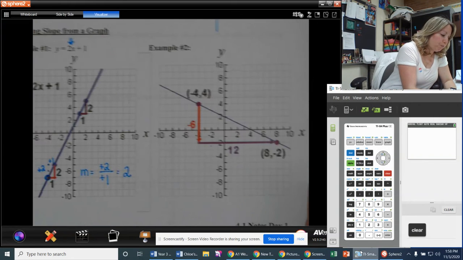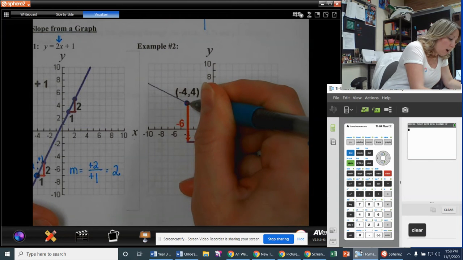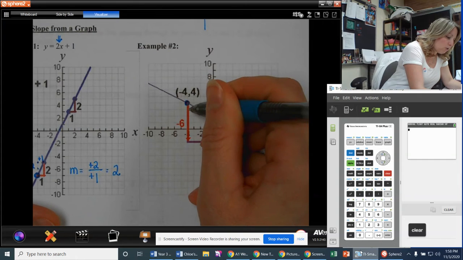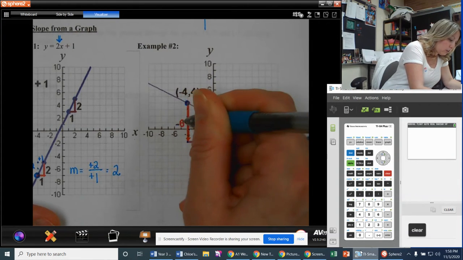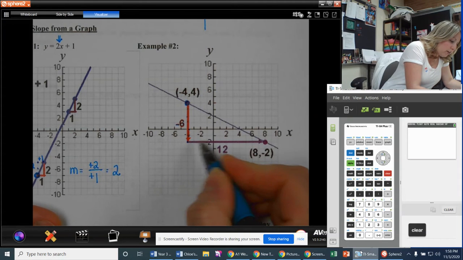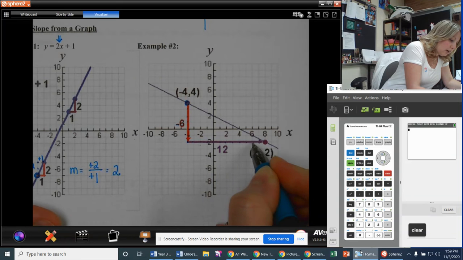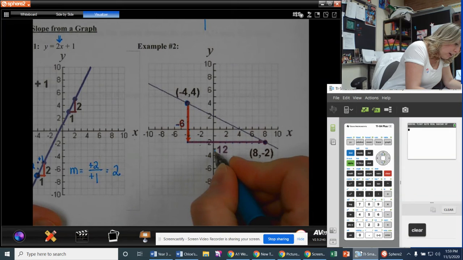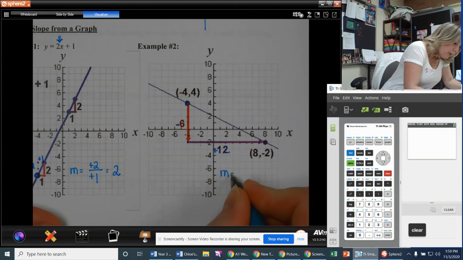In example 2, the first point I see left to right is right here. So now I'm counting down and right. Down 1, 2, 3, 4, 5, 6. So that's this negative 6 right here. Right 1, 2, 3, 4, 5, 6, 7, 8, 9, 10, 11, 12 gets me to the next point. So that's this positive 12 you see right here. Now, that means my slope is negative 6 over positive 12.